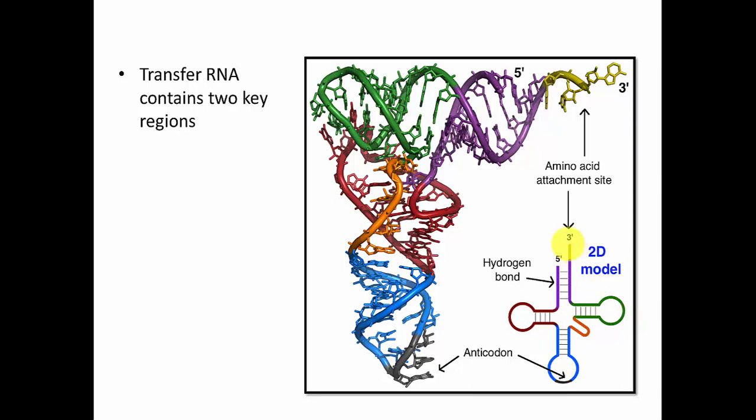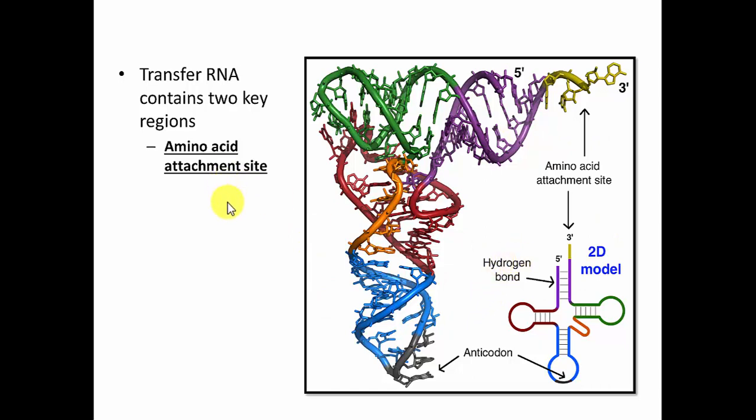So the two-dimensional model sort of looks like this, and the more realistic three-dimensional model looks more like this here. But oftentimes it's more useful to look at the two-dimensional model. Two key areas on the transfer RNA are what I want to focus on next. So, take into account the molecule and then focus on the fact that there are two areas. One is called the amino acid attachment site.